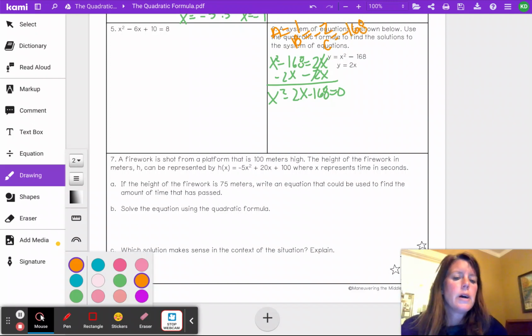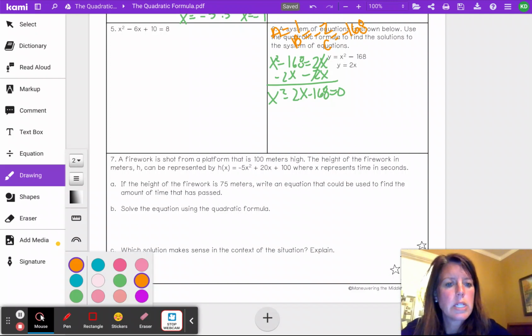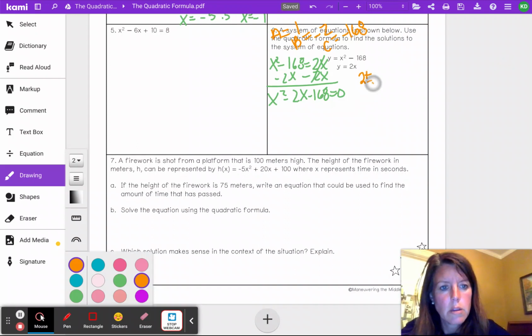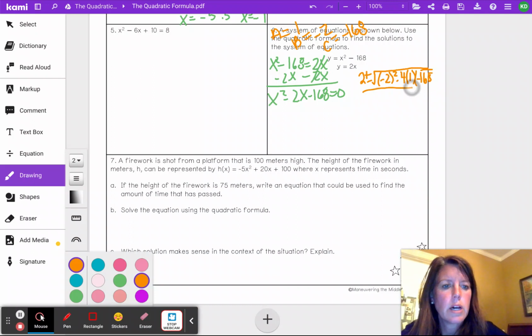Holy moly. All right, so first step, it's negative b, and our b is already a negative number, so it's going to be 2 plus or minus the square root of b squared, so -2 squared minus 4 times a, which is 1, times -168. All of that divided by 2 times 1.